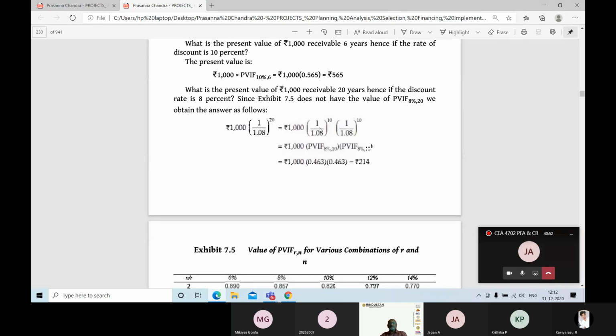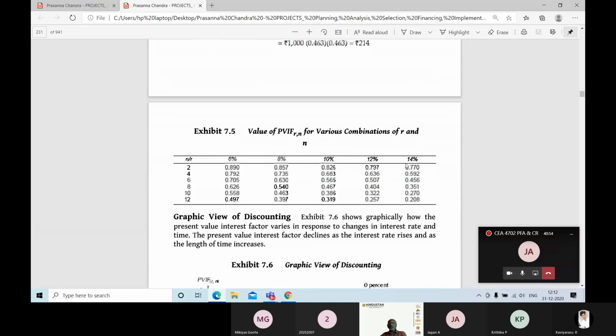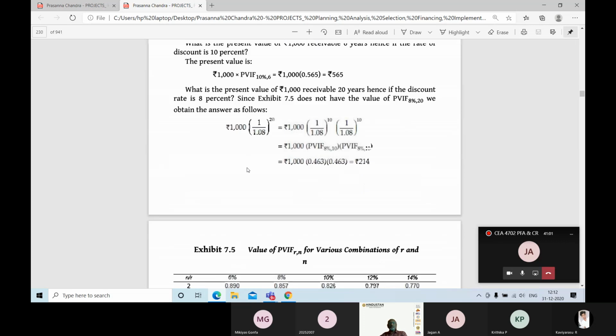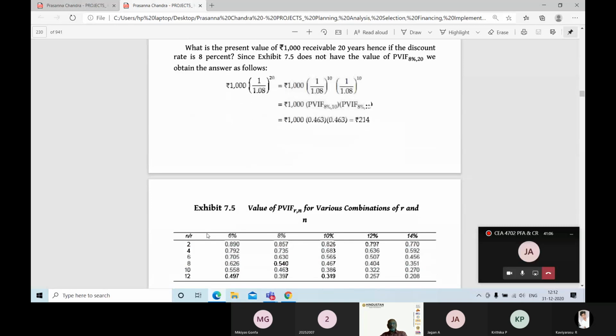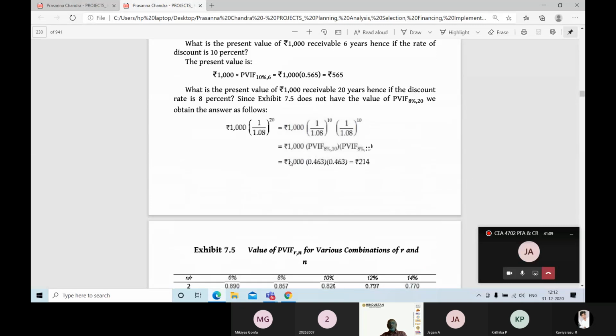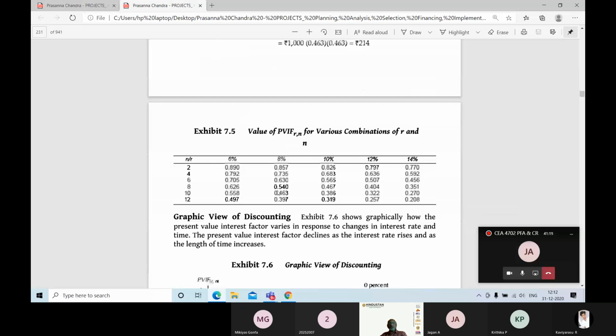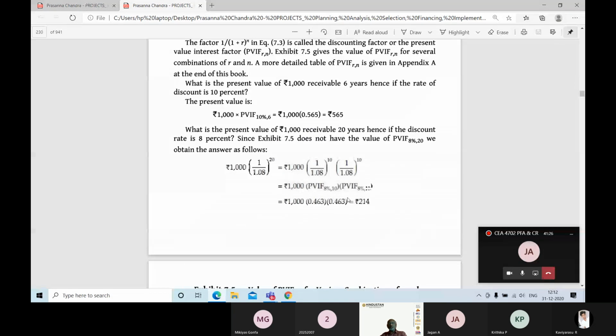Then this value, 1000 into 20 years. What is the 20 years? Here 10%, 20 years. Where is the year? 10 years is available. The exhibit you have to calculate, and the annexure has the full table. Based on that, you calculate PV by multiplying 1000 into 0.463 for 10 years at 8%. Two times they are multiplying here, and it comes to 214.